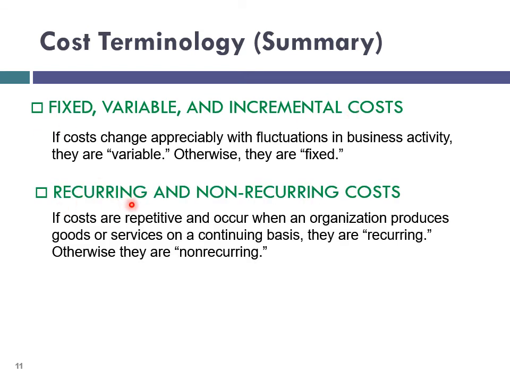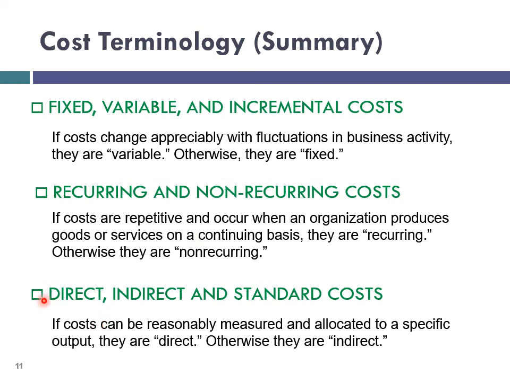Recurring and non-recurring costs: if costs are repetitive and occur when an organization produces goods or services on a continuing basis, we call them recurring. For example, the insurance cost. You need to renew your insurance each and every year, so it's a recurring cost. The salary of the workers, you pay each and every month, so it's a recurring cost. But on the other hand, the initial investment cost is a one-time cost, it's not recurring. Also, we categorize these costs as direct, indirect, and standard costs.